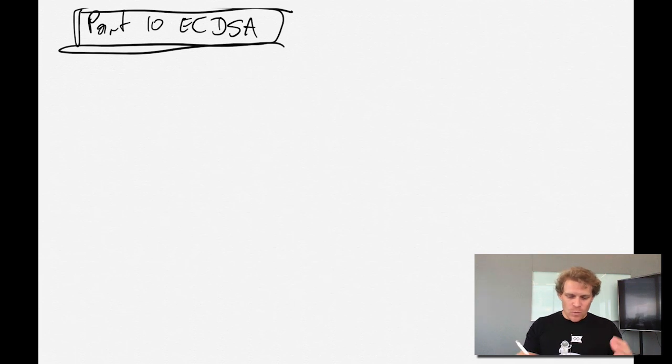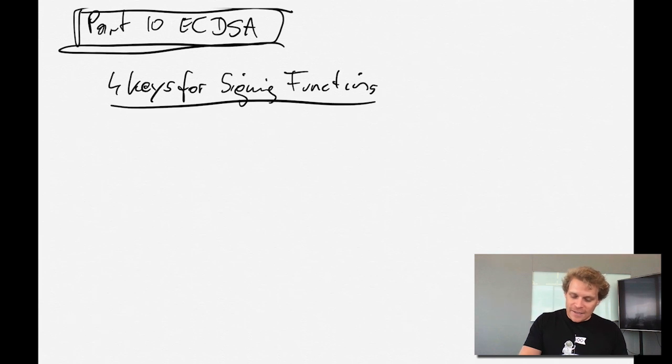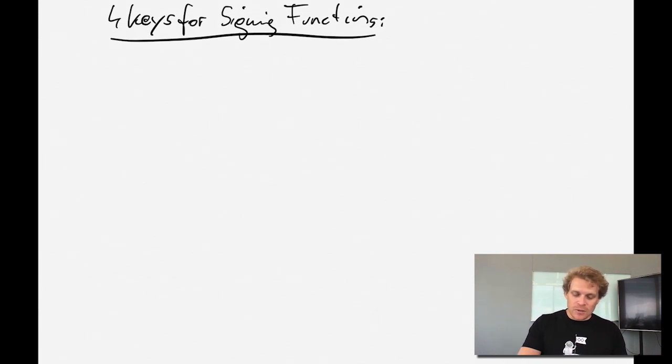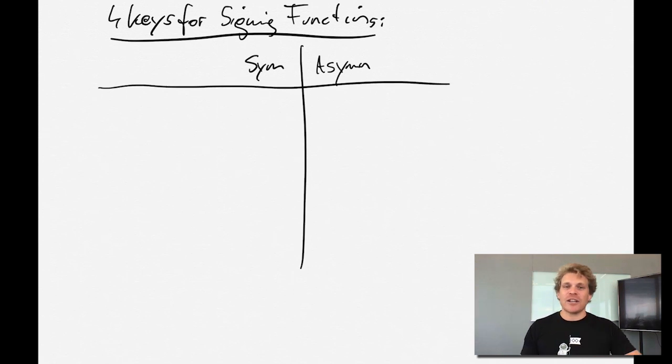Great. Now we have those 4 key things that we need, 4 keys for signing functions. And we're going to be discussing those. And the key thing, and then you will understand straight away. So here we have symmetric, and here we're going to have asymmetric. So we're going to write this down because it's going to be interesting to see if we actually have this.